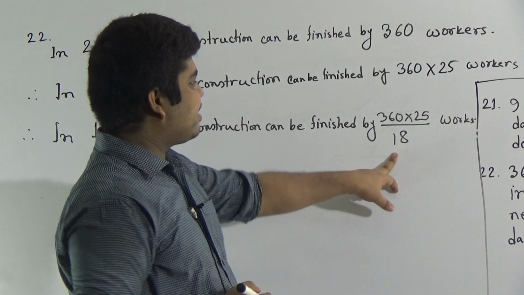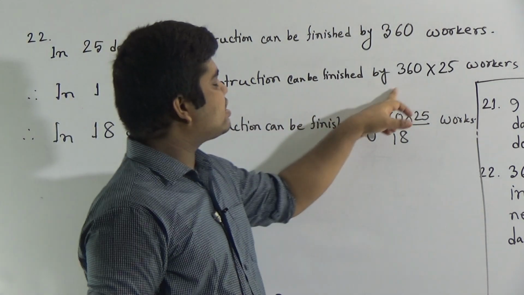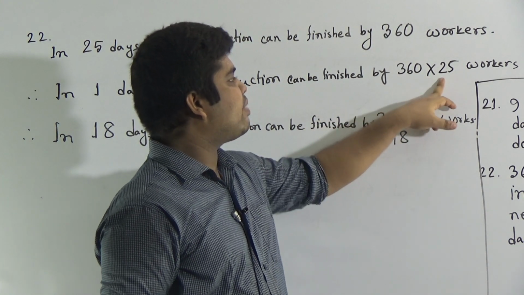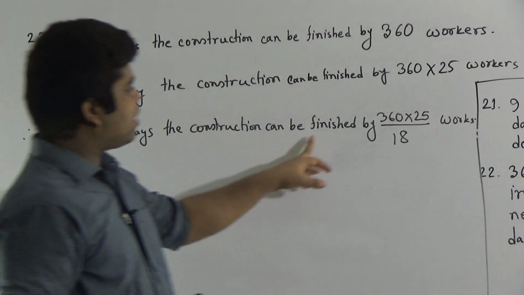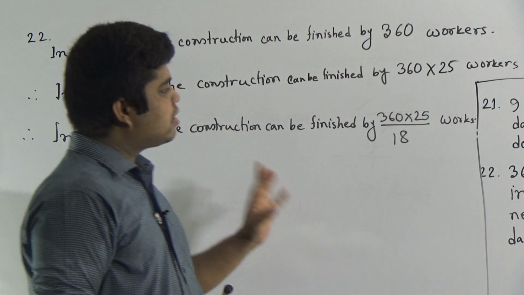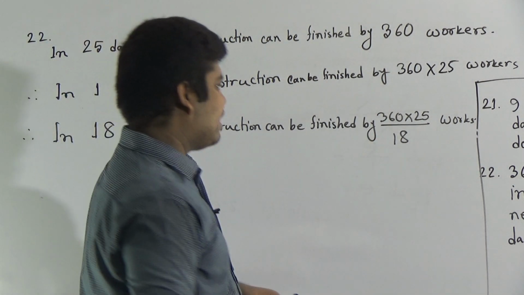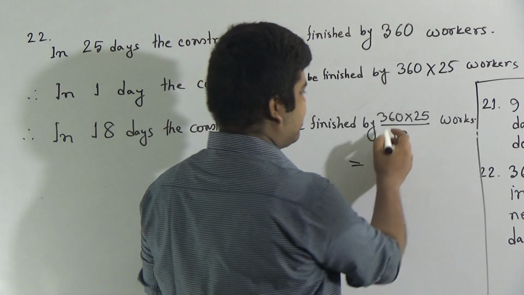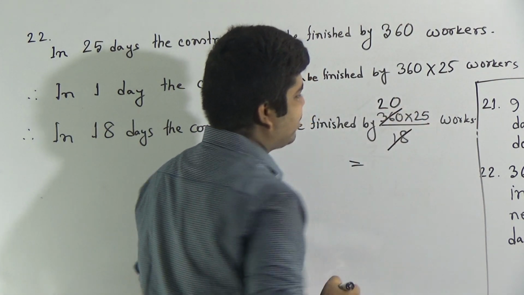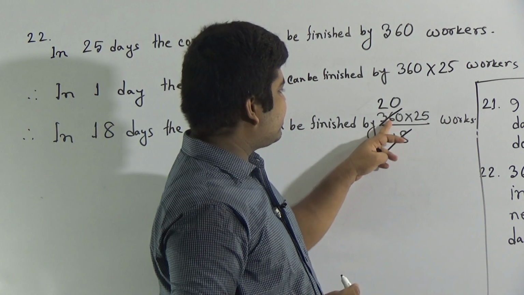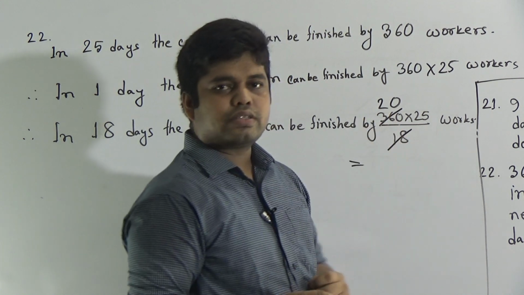Why do we do division here? Because we know that in 1 day the construction can be finished by 360 multiplied by 25 workers, but in 18 days the construction can be finished by fewer workers than in 1 day. For this reason division will happen. Now we cut. My dear students, if we cut 360 by 18, then we get 20. How? In 36, 18 goes 2 times, and in 0, 18 goes 0 times.